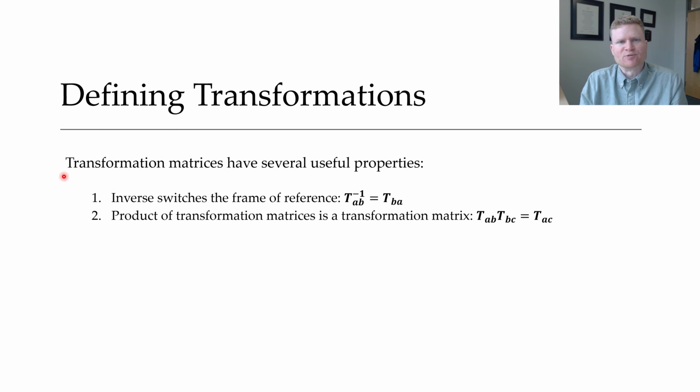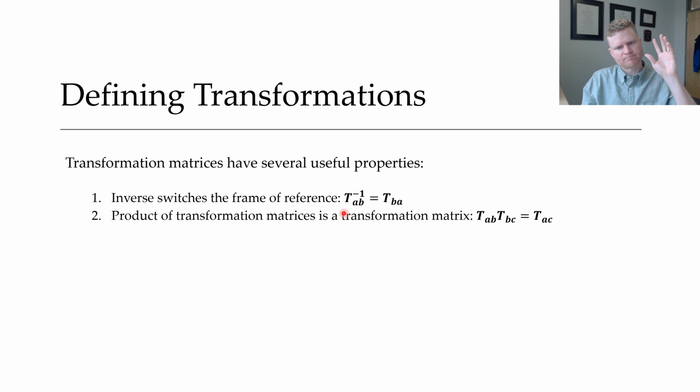Okay, so let's talk about some properties for these transformation matrices. Really there are two main properties I want to cover. The first is that if you take the inverse of a transformation matrix, you are switching your frame of reference. So let's say you've got a transformation matrix, TAB. If you take the inverse of that, you'll get TBA.